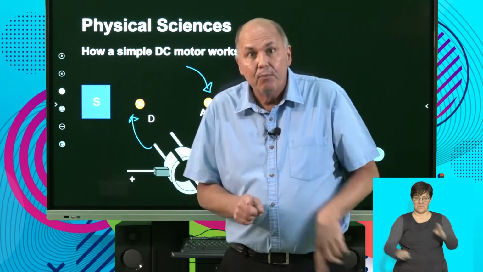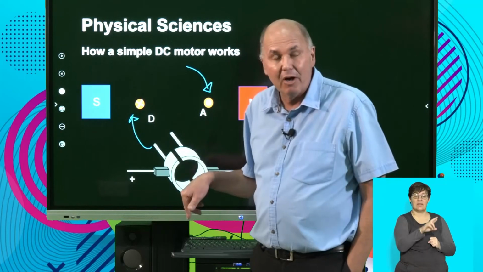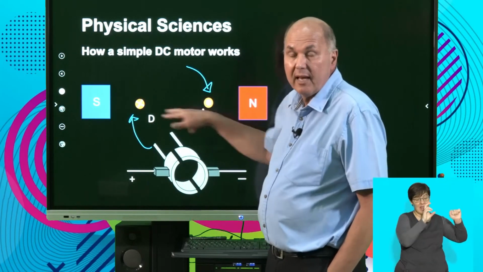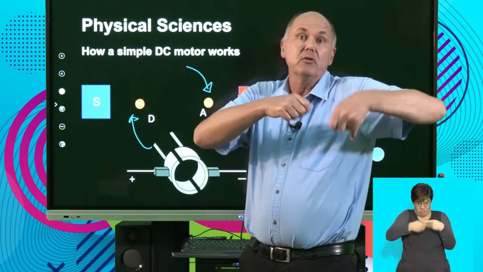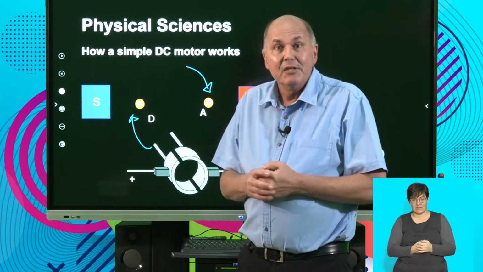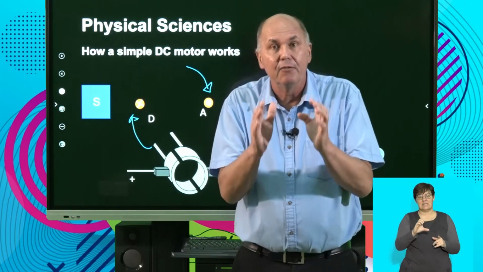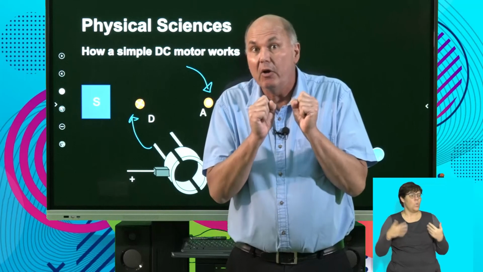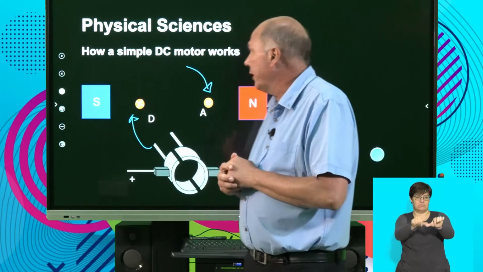The other important thing that you need to notice, if we didn't have this commutator, these wires connected to parts A and D, if it was spinning very quickly, the wires would get all tangled up and they wouldn't be able to move very freely. So it's a very important part of the DC motor. And you need to understand that it is absolutely essential to keep that rotation going.